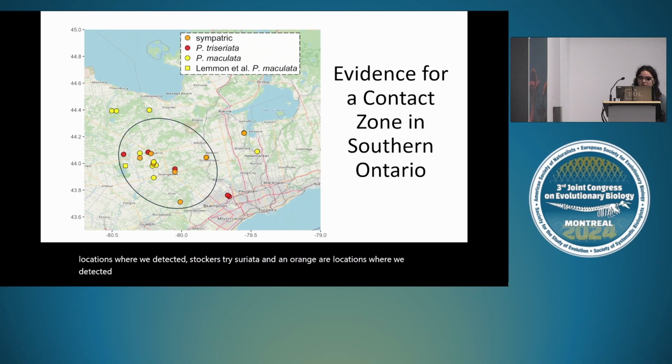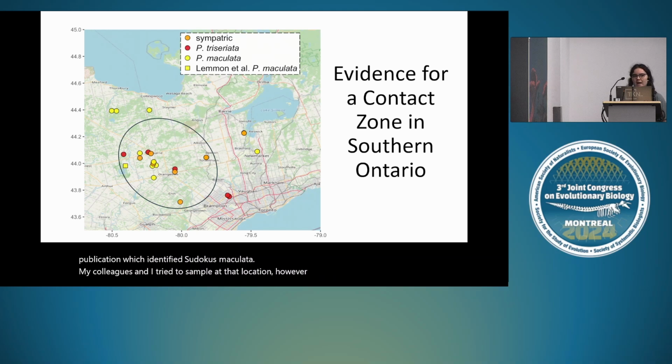Also, this yellow square here is a location from the Laymon et al. 2007 publication, which identified Pseudacris maculata. My colleagues and I tried to sample at that location. However, there is no longer an active wetland at that location because of development, unfortunately, so we weren't able to get a sample there. We identified 10 wetlands where both mitotypes co-occur.